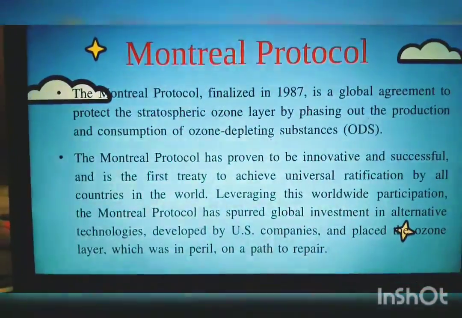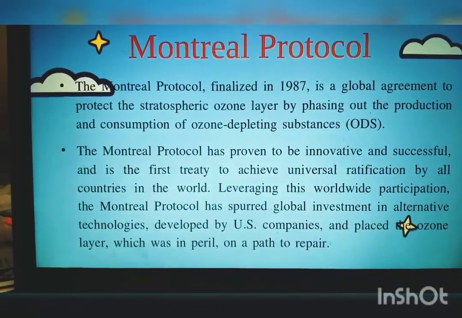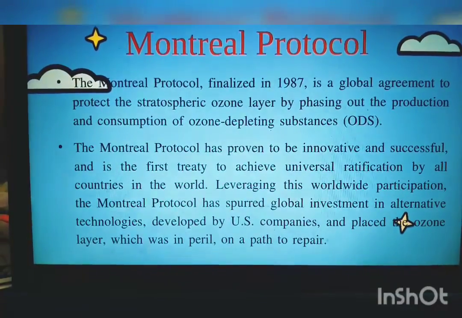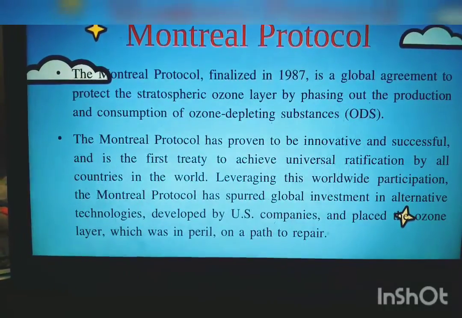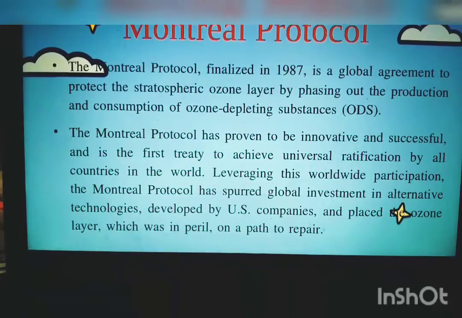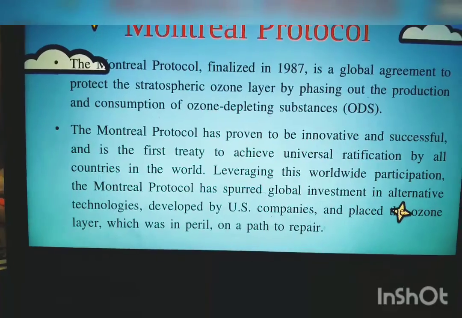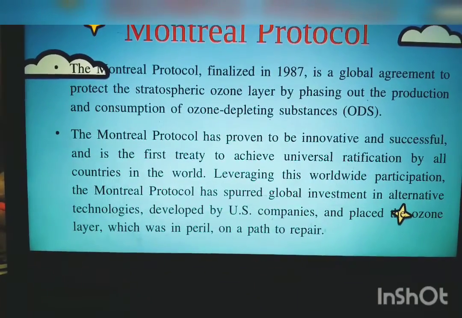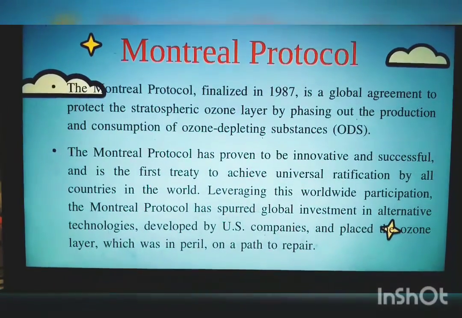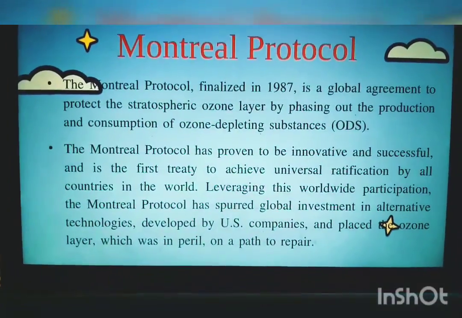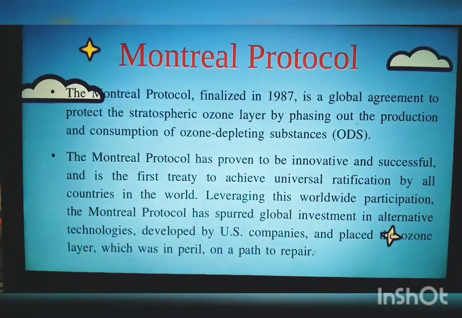The Montreal Protocol. The Montreal Protocol, finalized in 1987, is a global agreement to protect the stratospheric ozone layer by phasing out the production and consumption of ozone-depleting substances. The Montreal Protocol has proven to be innovative and successful, and is the first treaty to achieve universal ratification by all countries in the world. Leveraging this worldwide participation, the Montreal Protocol has supported global investment in alternative technologies developed by US companies and placed the ozone layer, which was in peril, on the path of repair.